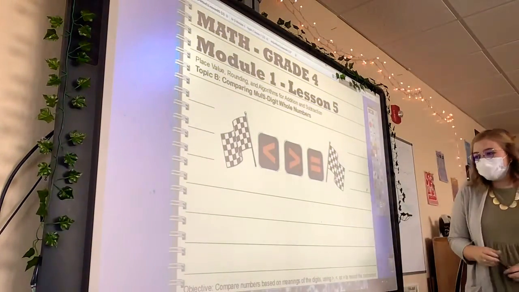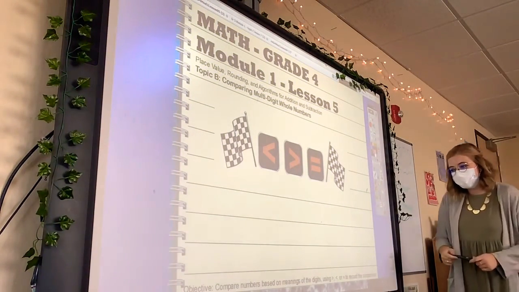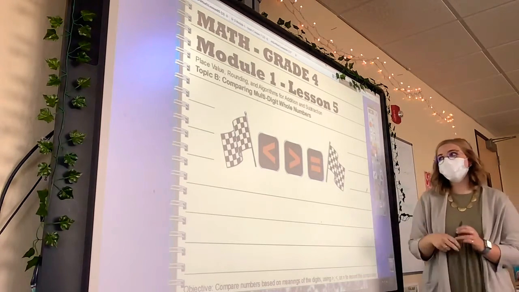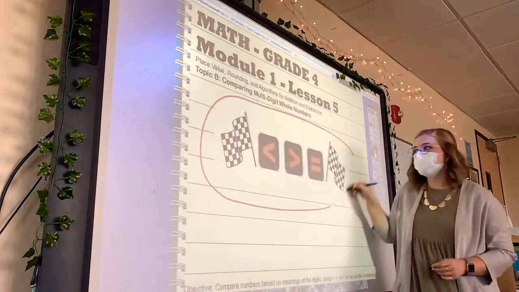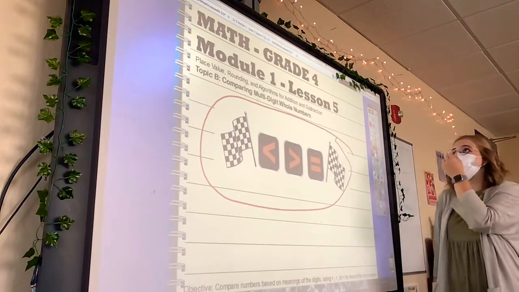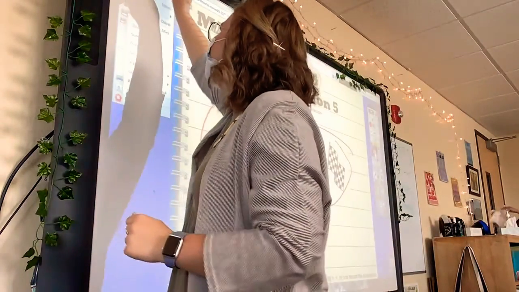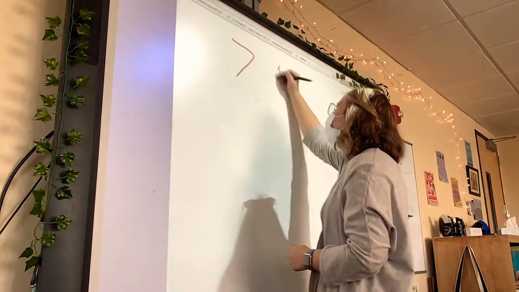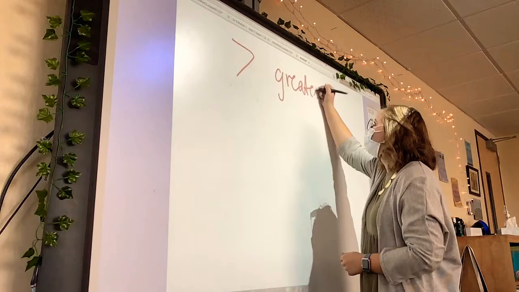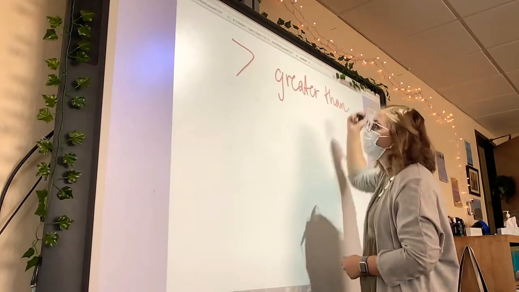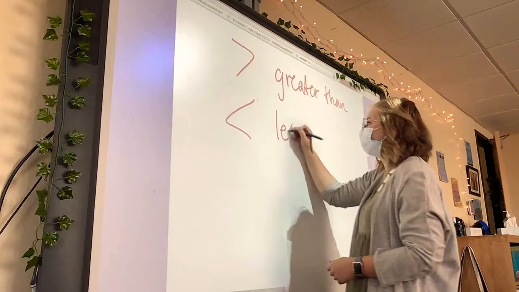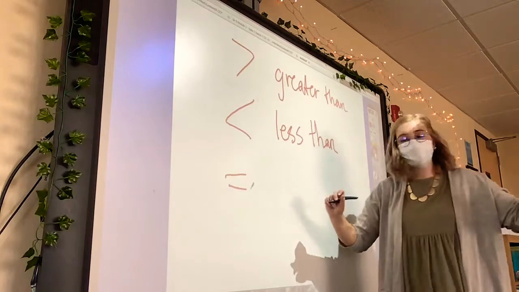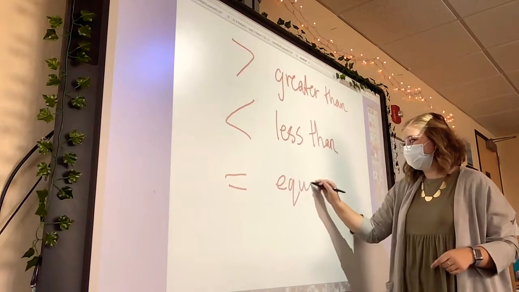So today we're going to compare numbers based on meanings of the digits using greater than, less than, or equal to record the comparison. So have you guys seen these symbols before? Yes. Good. I'm going to do a very, very quick review of them because sometimes it can get a little confusing, okay? So greater than looks like that, okay? Greater than. Less than looks like that. And equal to looks like that.